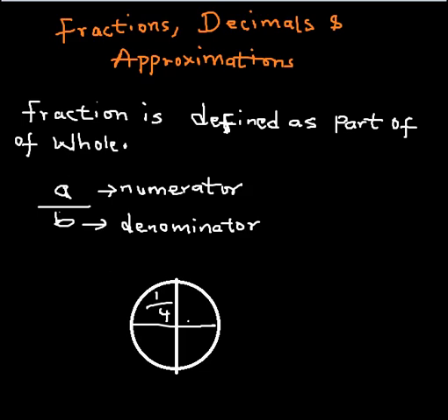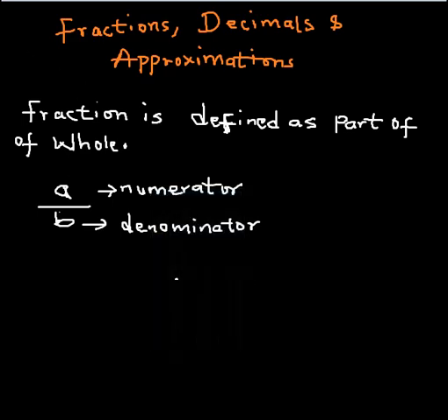So a fraction is always part of a whole. And of course, this is how we express a fraction: a all over b. The number up here is called the numerator, and the one down is called the denominator. Fractions are of different types, depending on the nature of the fraction.